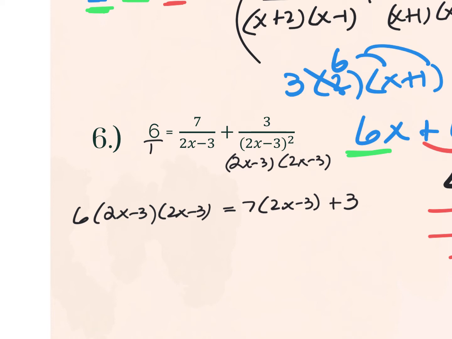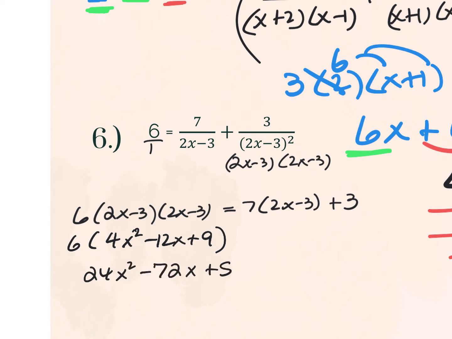Now, when we go to do this, you can either, if you know the pattern for the binomial squared, do that first and then distribute the 6. Or you could distribute the 6 to just one of them, not both. Either way. I'm actually going to go ahead and do the binomial squared first because I know the pattern. It ends up being 4x squared minus 12x plus 9. And then I can distribute it and get 24x squared minus 72x plus 54.